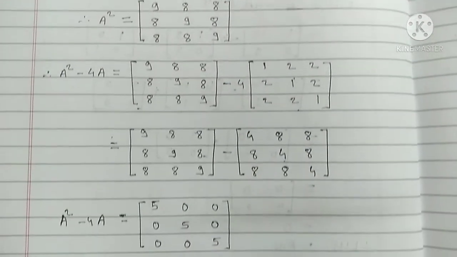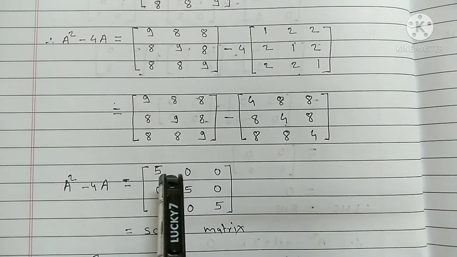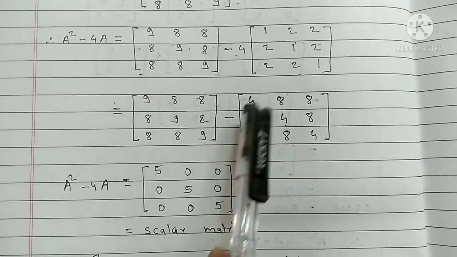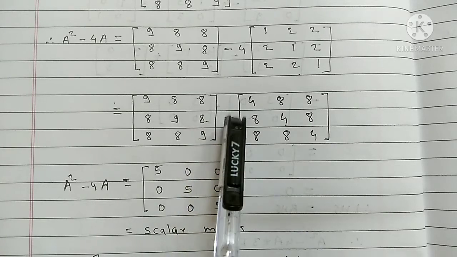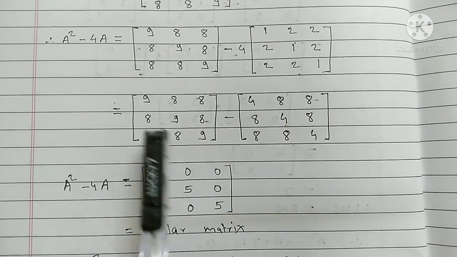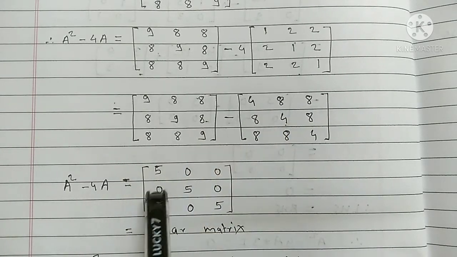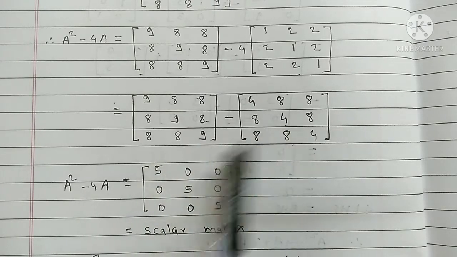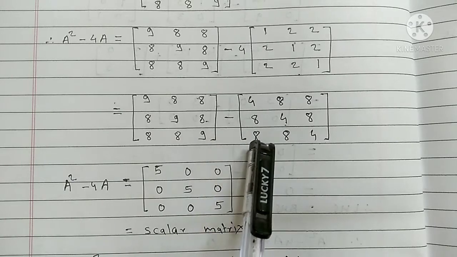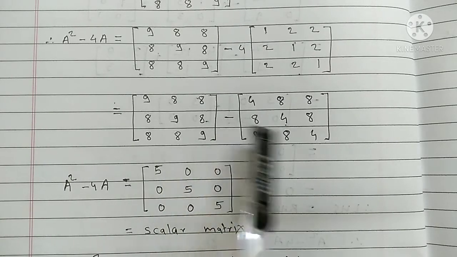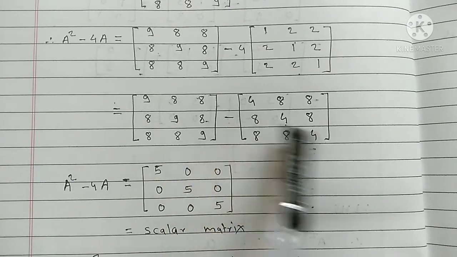Then subtraction. So we will subtract corresponding elements. So 9 minus 4 is 5. 8 minus 8, 0. 8 minus 8, 0. 8 minus 8, 0. 9 minus 4, 5. 8 minus 8, 0. 8 minus 8, 0. 8 minus 8, 0. 9 minus 4, 5.